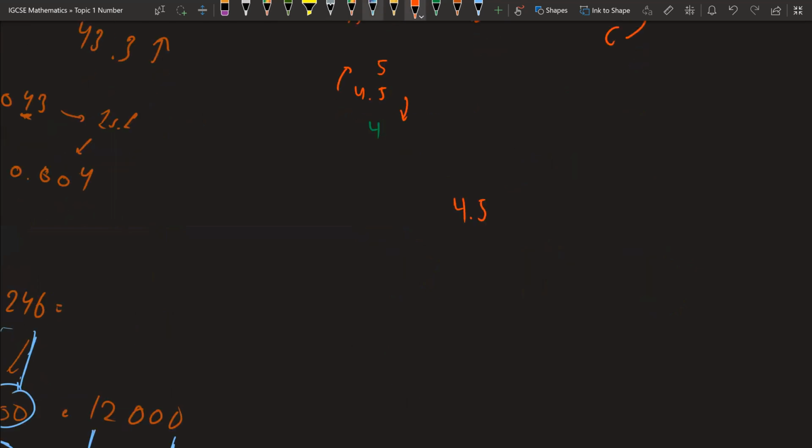The upper bound of 4.5 is 4.55. The lower bound is 4.45. You look at this number here. So the upper bound is 0.05 above. The lower one is 0.05 below.